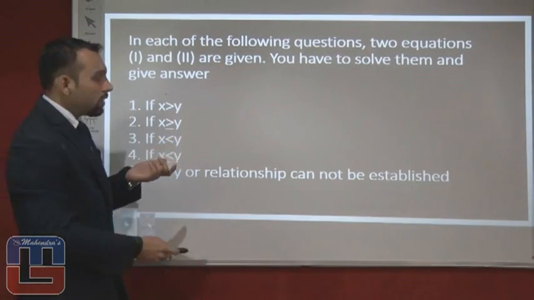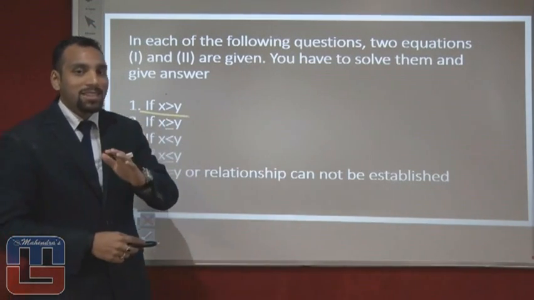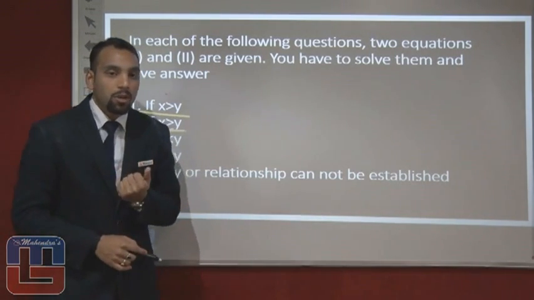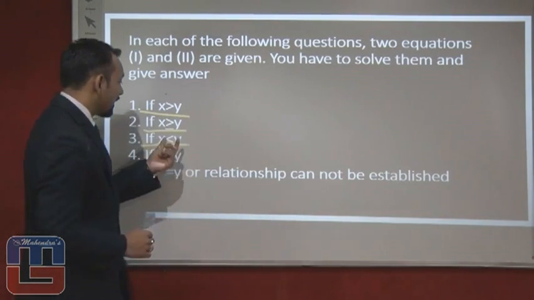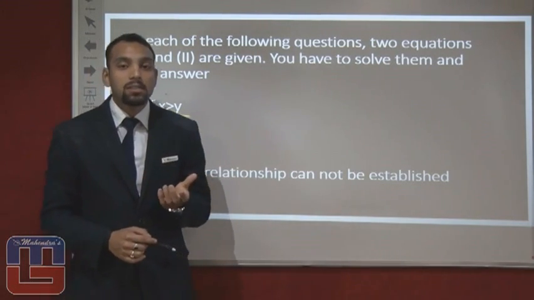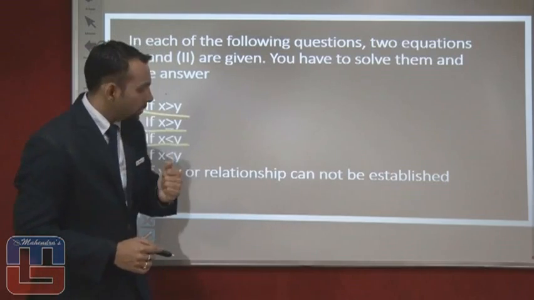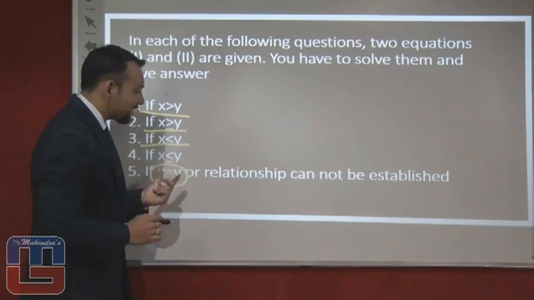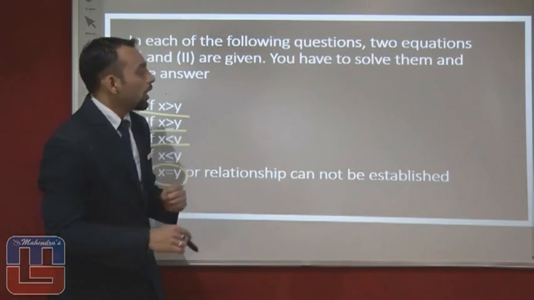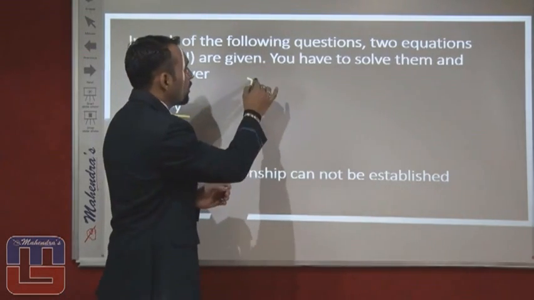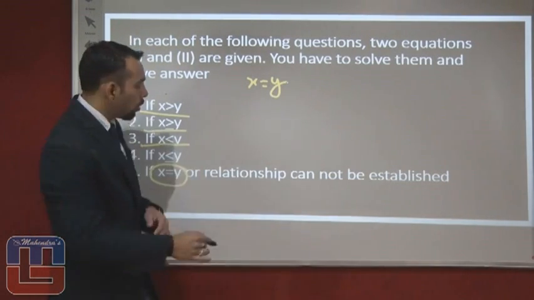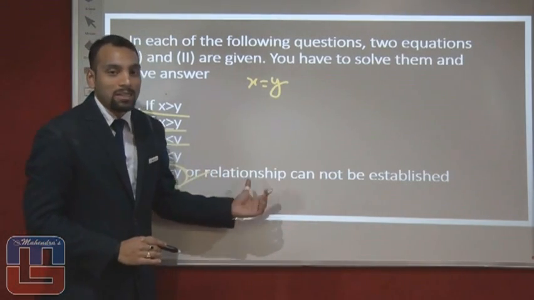The first option says that x is greater than y. The second one is x greater than or equal to y. The third one is x less than y, the fourth one is x less than or equal to y, and the fifth one is x equal to y or the relation cannot be established. Which means if you get any relation where x equals y or the signs are opposite, you will pick the fifth one as the option.